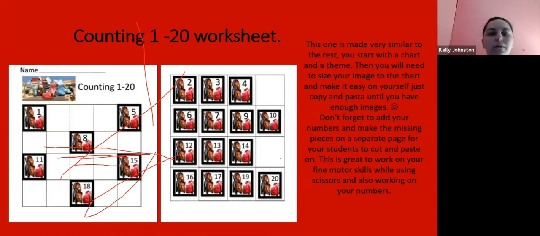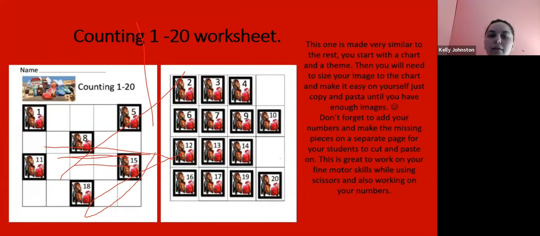So counting 1 through 20. So this one I added just a chart to make this theme. I did the Cars movie, but I have made this one in St. Patrick's Day theme. I've done Frozen themed. You can do whatever you want. Again, it's just an image off of Google Docs. So all you do is you insert random numbers on the first worksheet, which is on the left, and then you insert the rest of the numbers on the right.